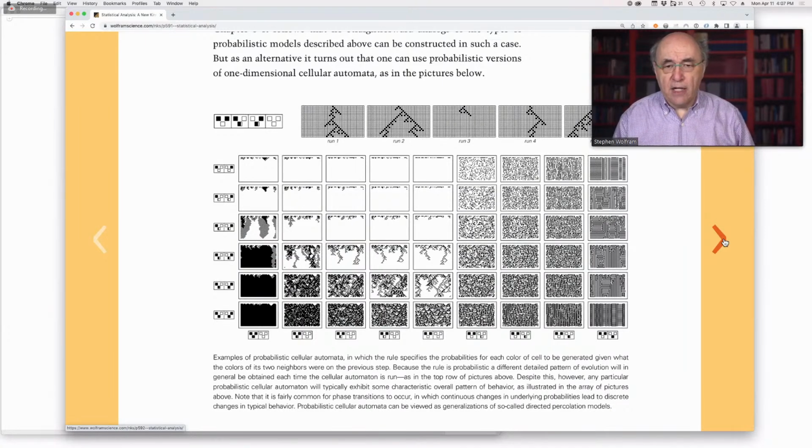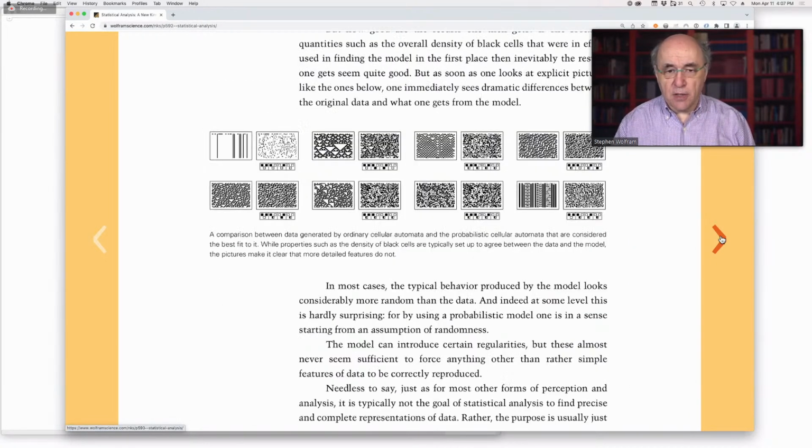Can we do that by saying, well, forget about the precise rules that were followed, just follow statistical rules, probabilistic rules? How close do we get in reproducing what the actual cellular automaton does? This is an example that shows there's actually a phase transition between one kind of behavior and another, depending on the probabilities that we assign to things. So that makes it difficult.